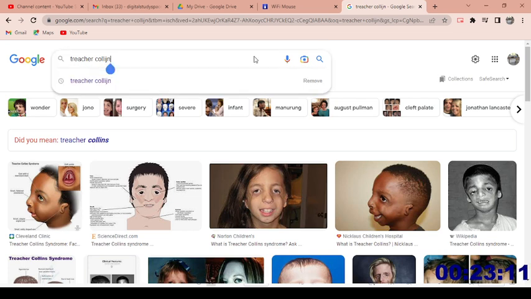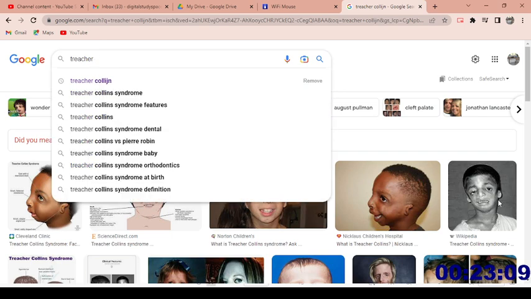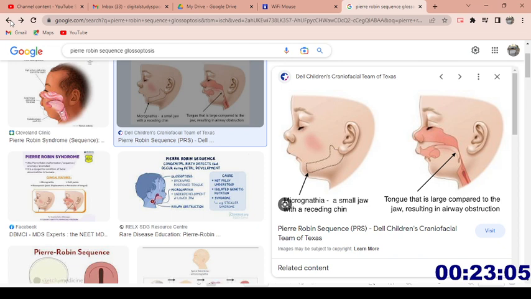Let me bring back the picture of the Pierre-Robin sequence, which we were talking about. My Google window was not working at that time, I'm sorry for that. So here you can see the fetus is having a very small chin, that is micrognathia. On top of that, the tongue has fallen back, that results in the airway obstruction.